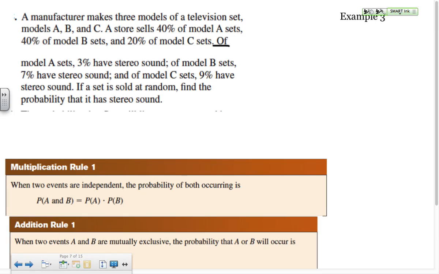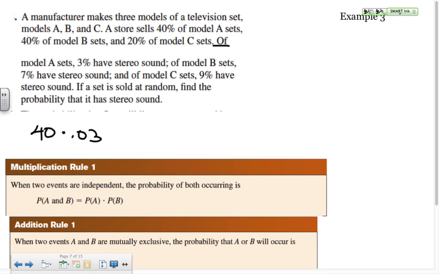All right. Model set B. Okay, so B, you're selling B and you have stereo sound. You have selling C and you have stereo sound. So what is the probability that it has stereo sound? So we're going to say 40% A times 3%.